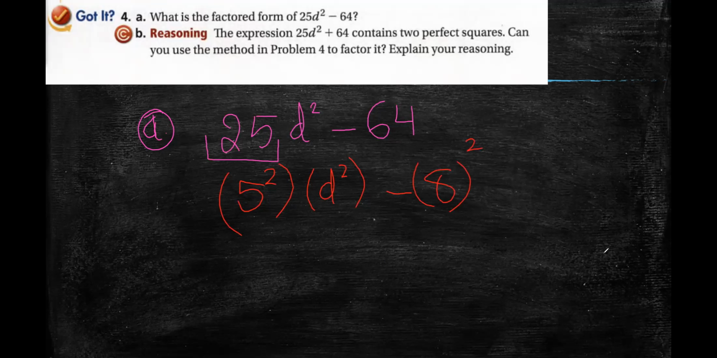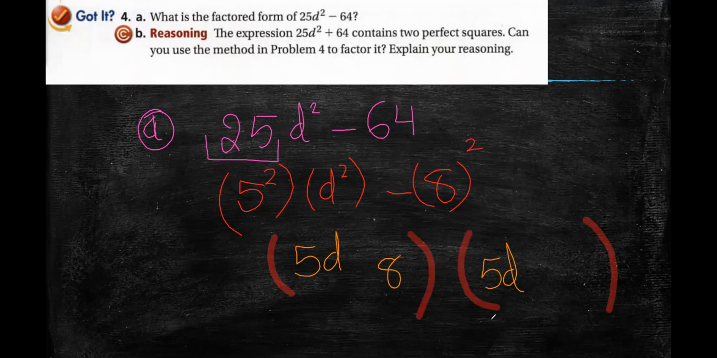Now let's open two brackets. 5d and 5d, then minus 8 and plus 8. One is minus and one is plus.